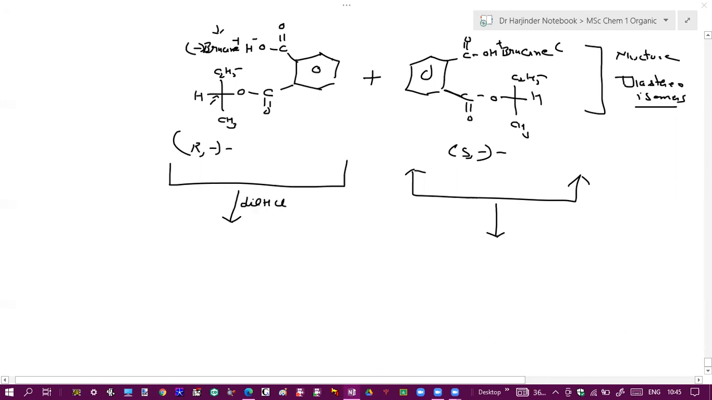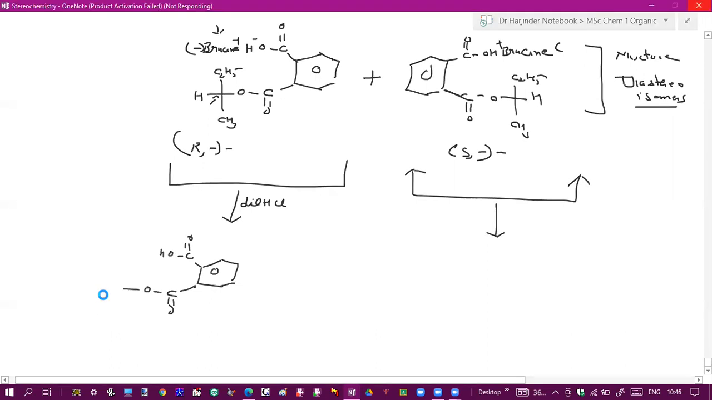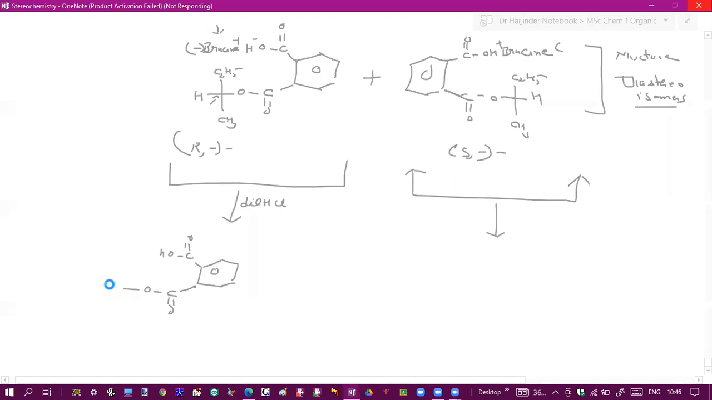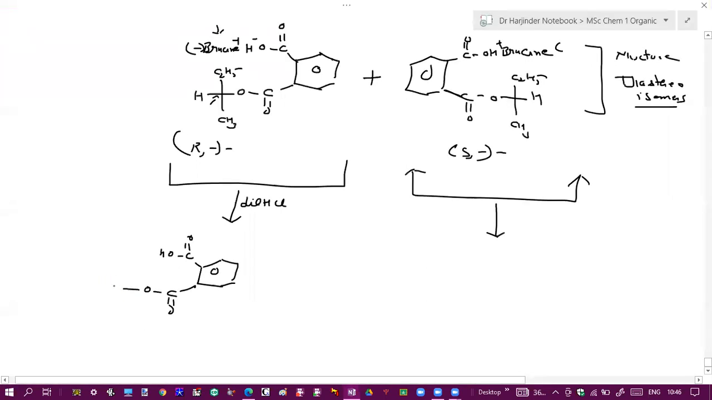It will break this bond. So you will get carboxylic acid back over here. This lower group will remain attached like this, plus brucine in salt form. And same here, you can write here by yourself.